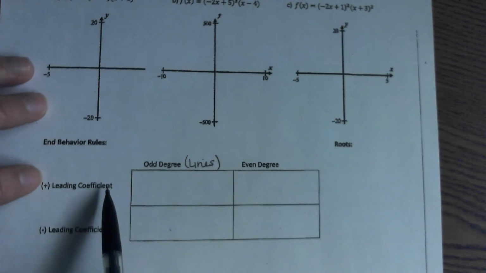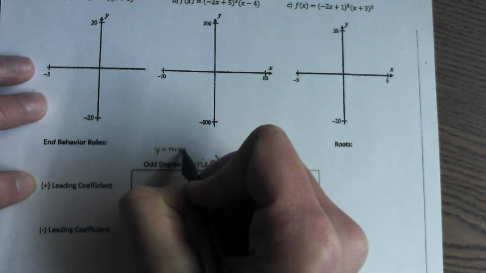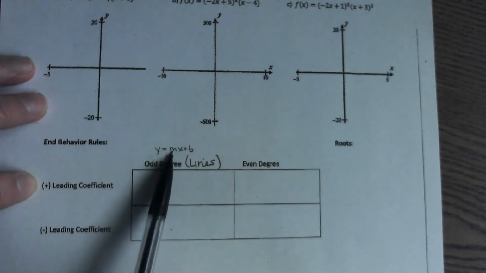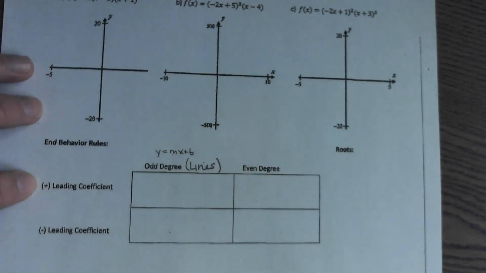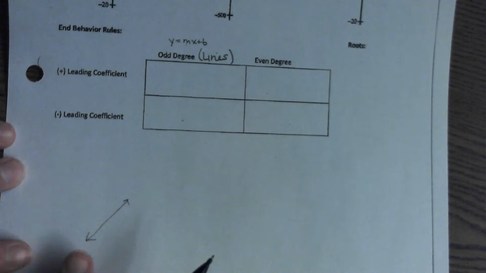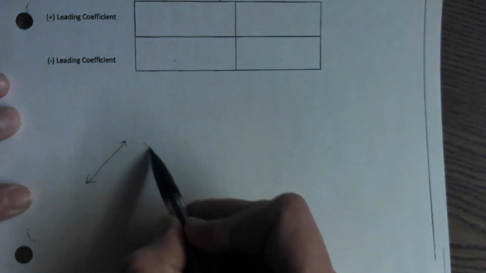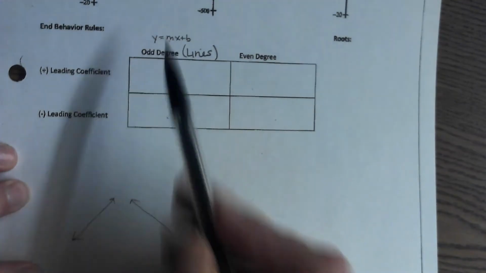If you have a positive leading coefficient on a line, for example, think about y equals mx plus b. If m is positive, what do you know about the end behavior? Does it start low, end high, like this? Or does it start high, end low? If your m is positive, does it start low, end high, or start high, end low? What do you think, Jason? Right, because a positive m means a positive slope, so it starts low, ends high.